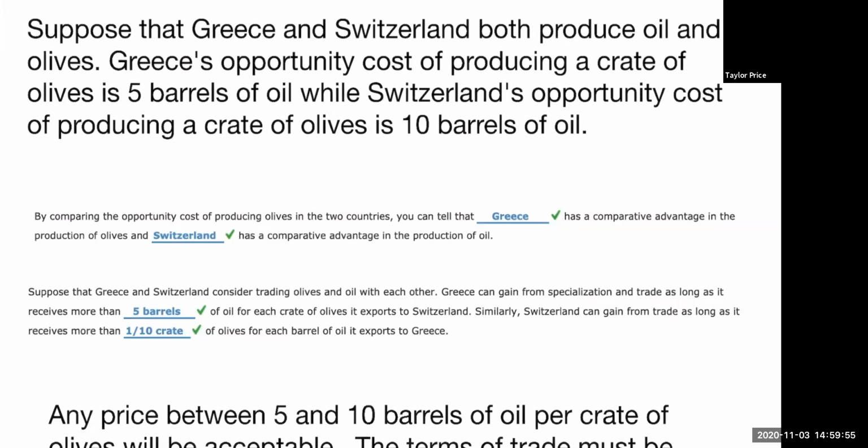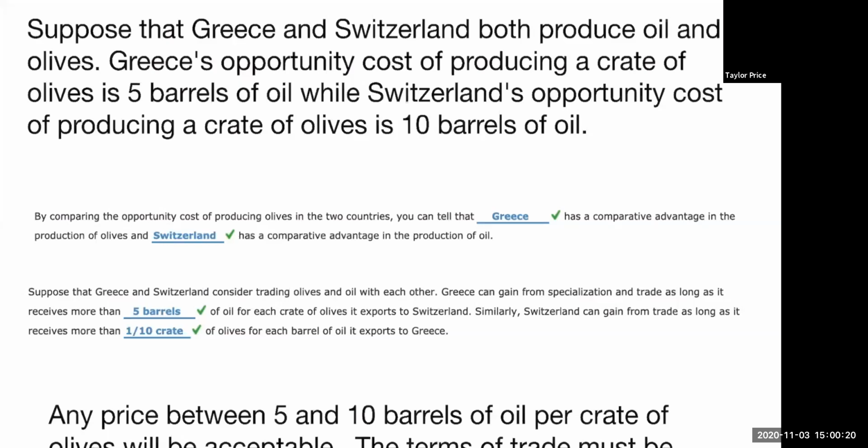It is 5 barrels of oil. So we can see right there, 5 barrels of oil, whereas Switzerland's opportunity cost of producing a crate of olives is 10 barrels of oil. So Switzerland has a comparative advantage in oil production. Greece has a comparative advantage in the production of olives. So then the next question was asking, what are going to be the gains from trade?